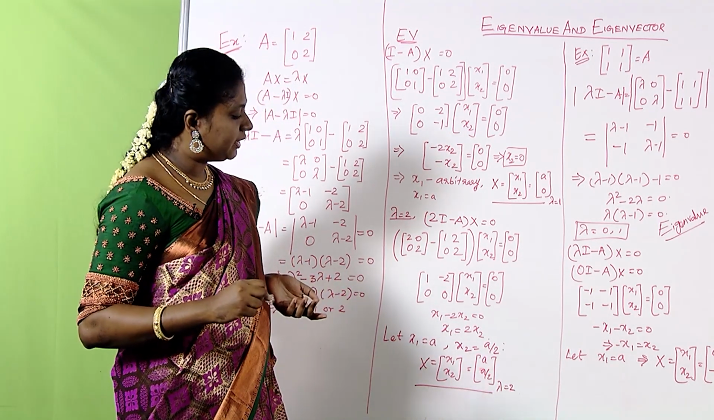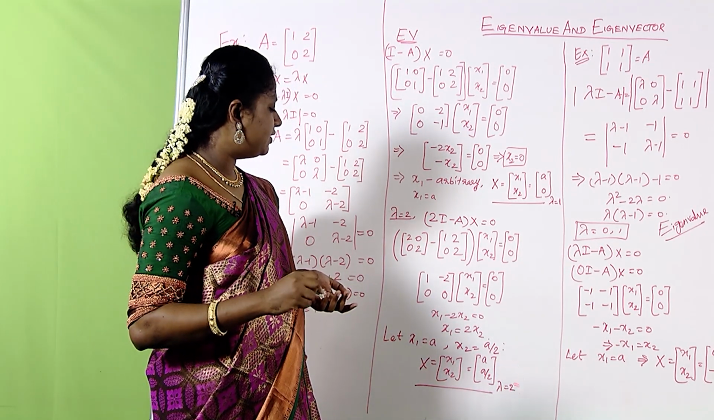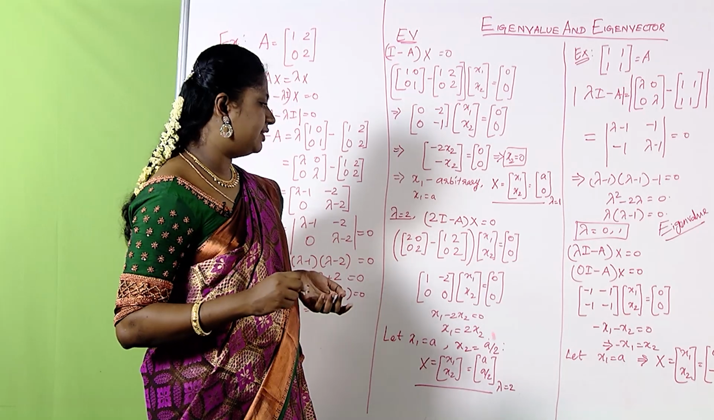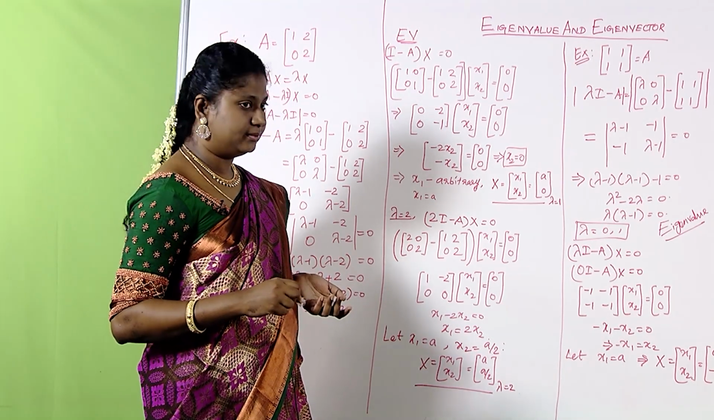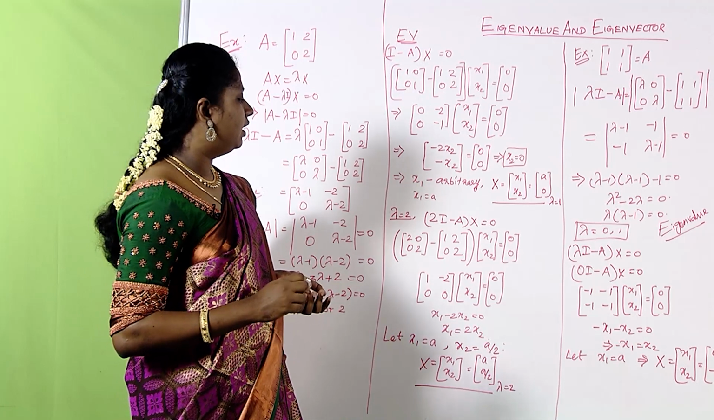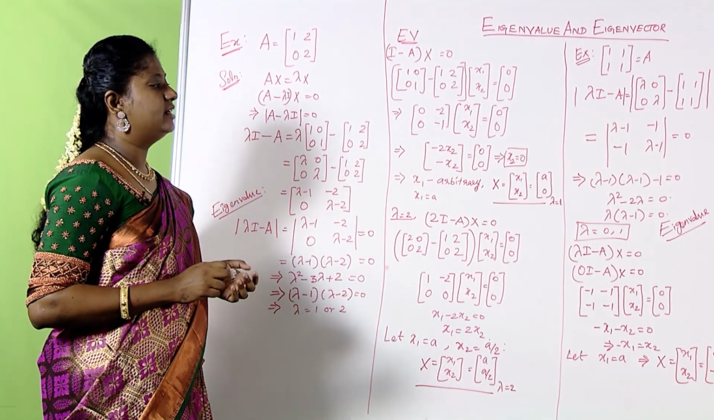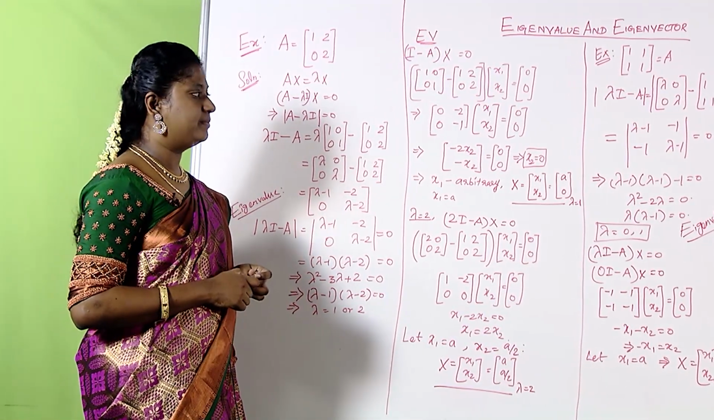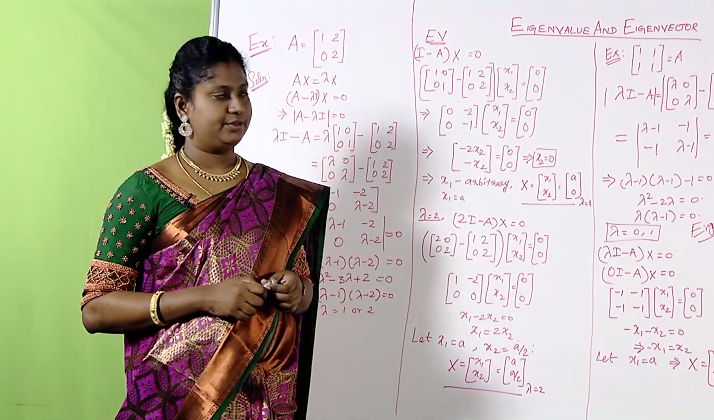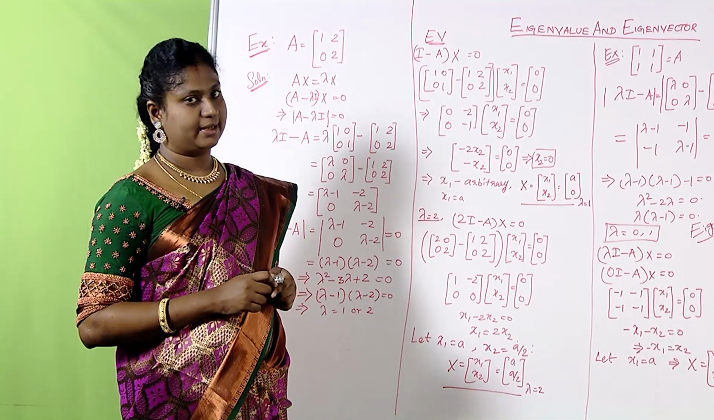Therefore, the eigenvector corresponding to lambda equal to 2 is (a, a by 2), where a is an arbitrary real number. So, now this is how we compute eigenvalues and eigenvectors. We shall see some more examples for our clear understanding. So, let us move towards another example.